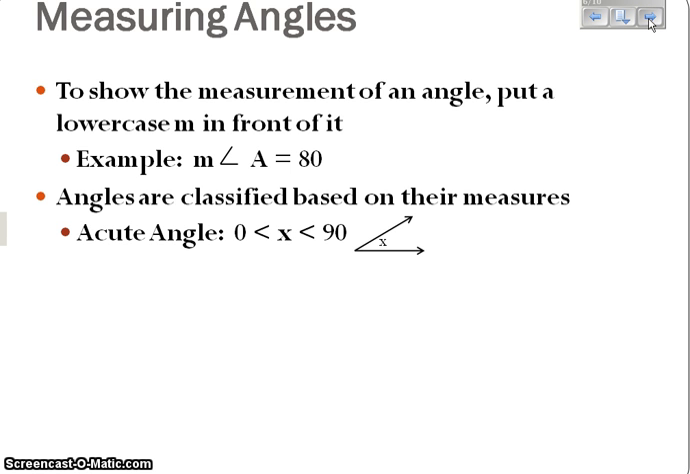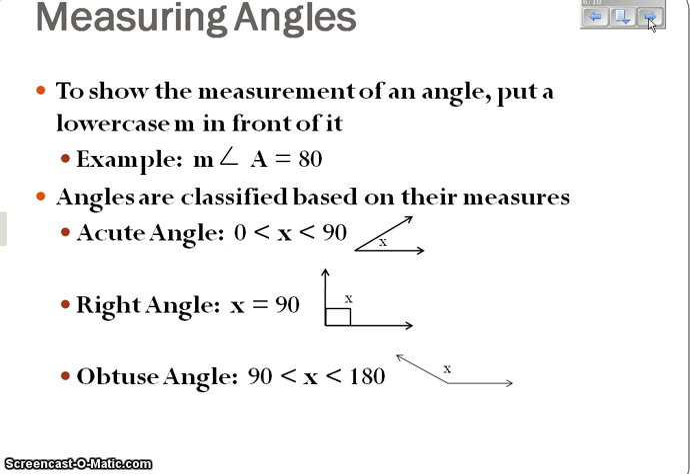An acute angle is an angle that's less than 90 degrees. A right angle is exactly 90 degrees. An obtuse angle is in between. It's bigger than a right angle, but it's not quite a straight line, so it's in between 90 and 180 degrees. And then our straight angle is exactly 180 degrees.